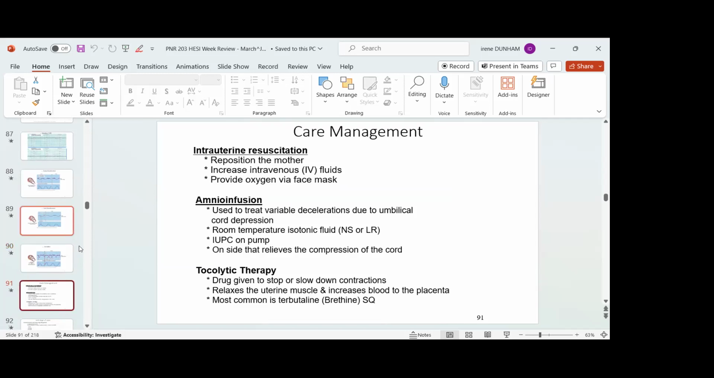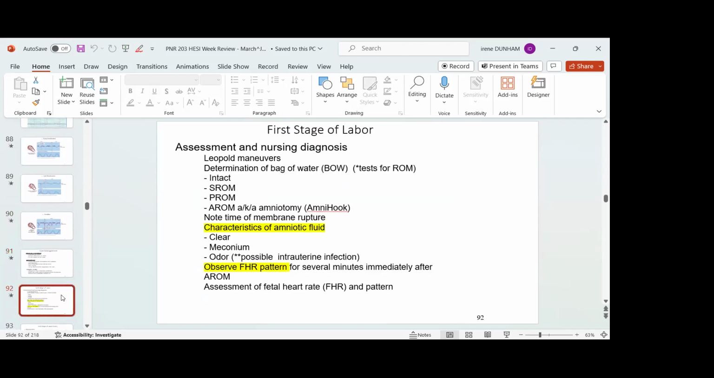Let's skip over that a little bit here. We talked about the first stage of labor already. When you look at amniotic fluid, you want to make sure it's clear. Remember that. Amniotic fluid is clear and does not have an odor.